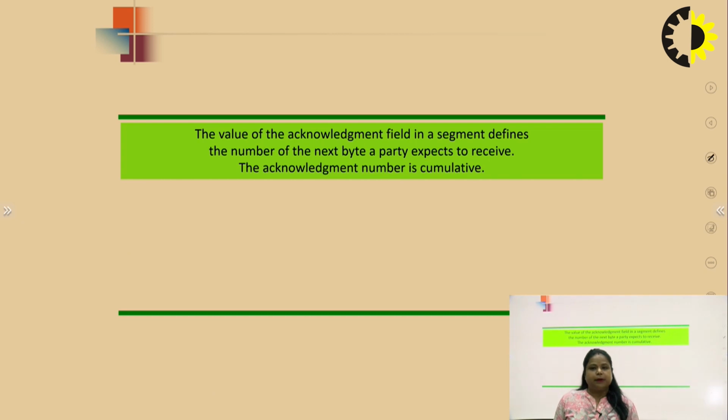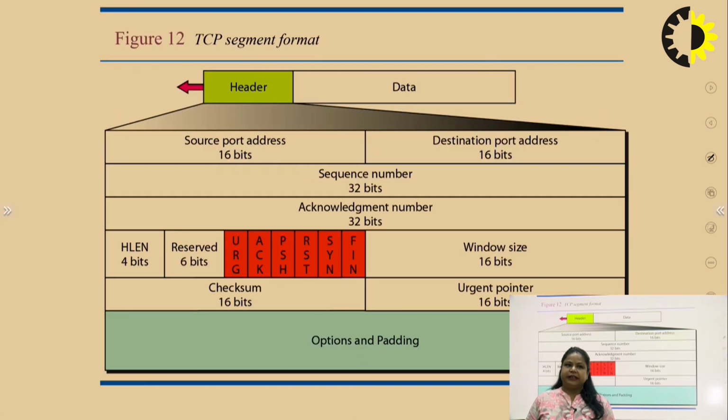When we are talking about the sequence numbers from the sender side, obviously we require the acknowledgement also. So similarly for the acknowledgement, the value of the segment defines the next byte a party expects to be receiving. Suppose if I receive sequence number 10,000, I expect that packet 10,000 plus 1 is to be received next, in which the acknowledgement numbers are cumulative.